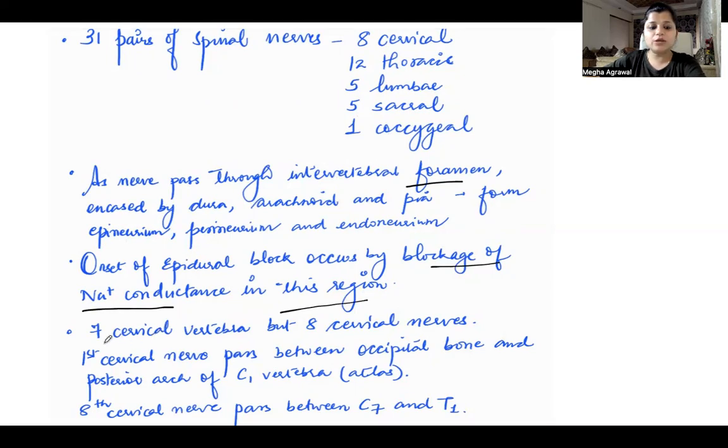Okay, so now there are 7 cervical vertebrae, but 8 cervical nerves. Now, the first cervical nerve passes between the occipital bone, this skull bone, and the posterior arch of C1 vertebra. But the next ones all pass through the lower levels. So the 8th cervical nerve passes between C7 and T1. T1 will pass between T1 and T2. T2 will pass between T2 and T3. Okay, so below.